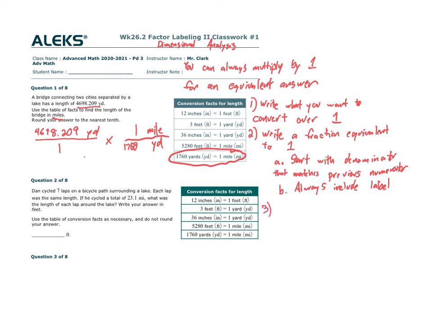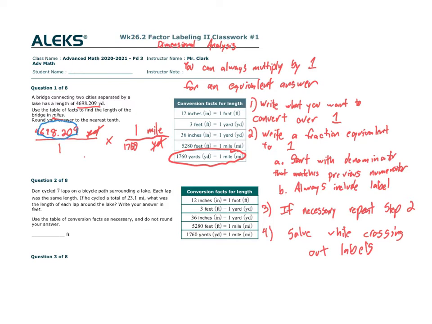Step 3 is only if necessary. If necessary, repeat step 2. If it's not necessary, we have an answer. Then we're going to solve while crossing out labels. So we have yards and yards. What we're going to be left with is 4,698.209 miles over 1760 yards.